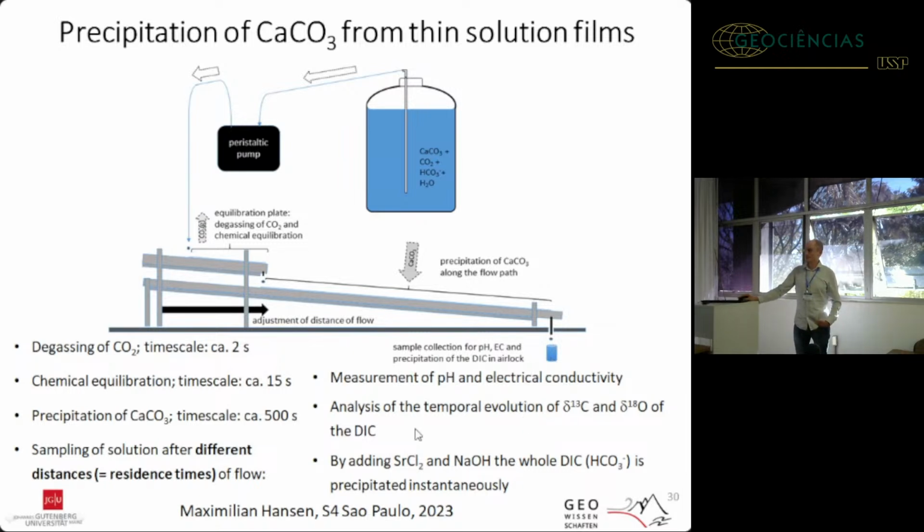This was done by adding strontium chloride and sodium hydroxide, which caused the DIC to completely precipitate as a carbonate, and then you can measure the stable isotope values of both the 13C and the 18O of the DIC whenever you want. So this is kind of freezing the isotope composition for all the different time steps throughout the experiment.